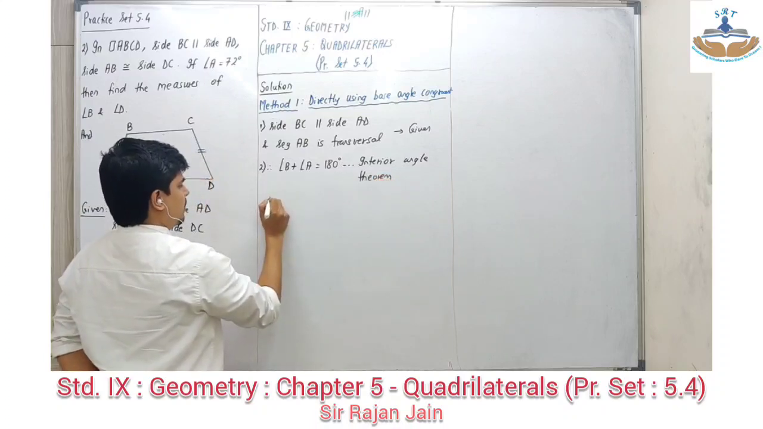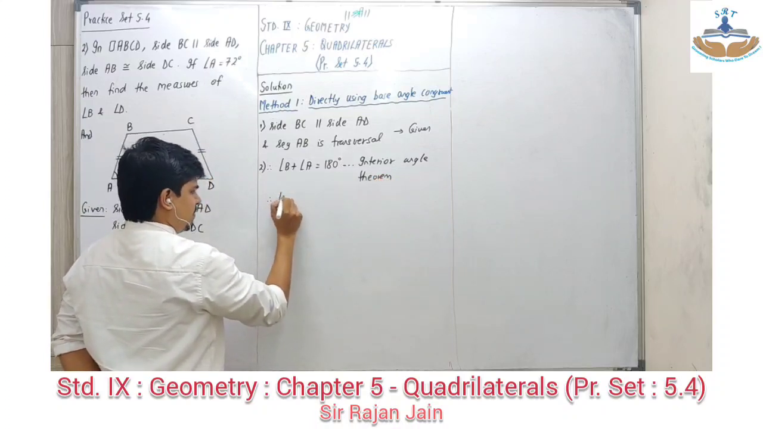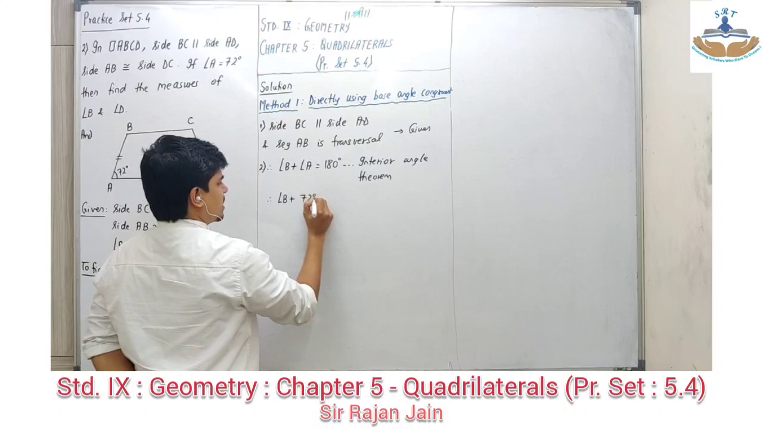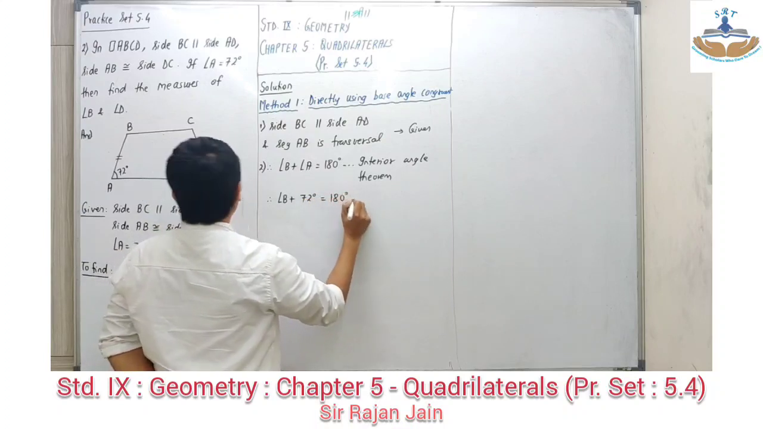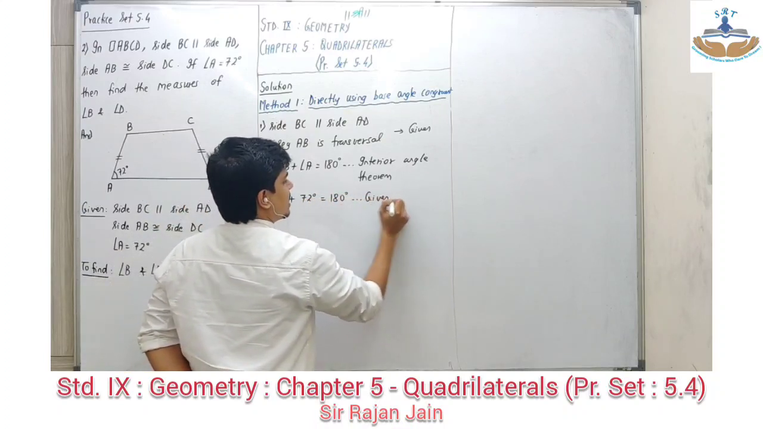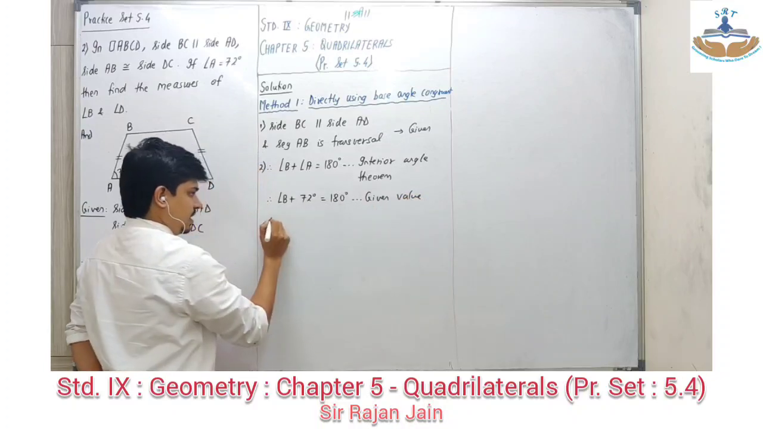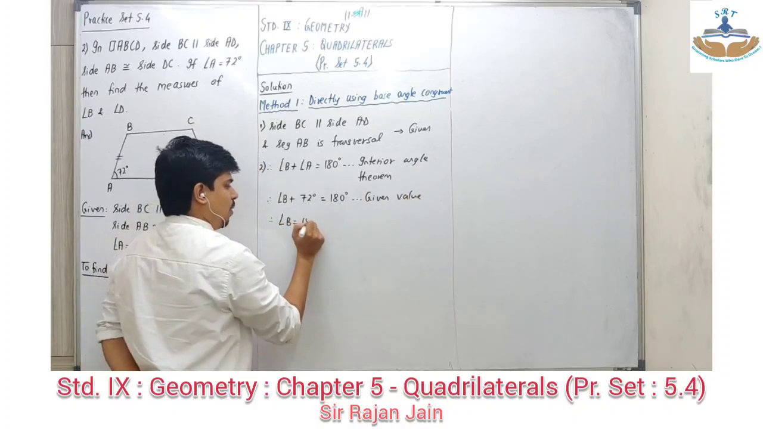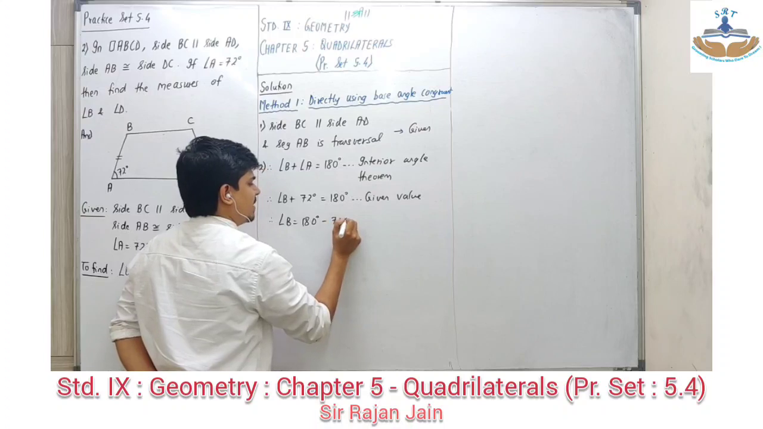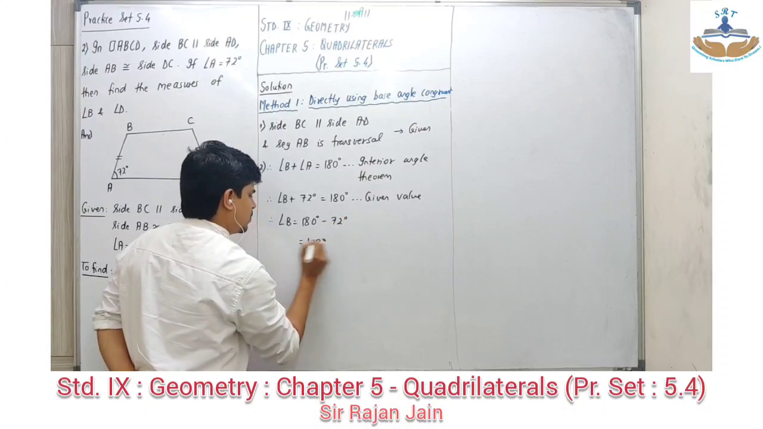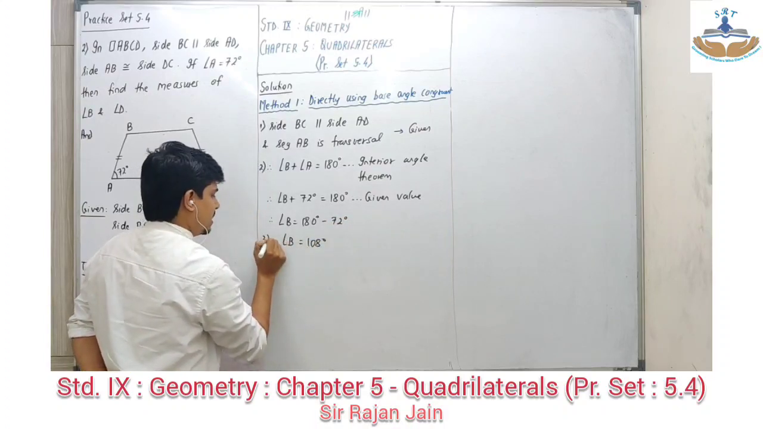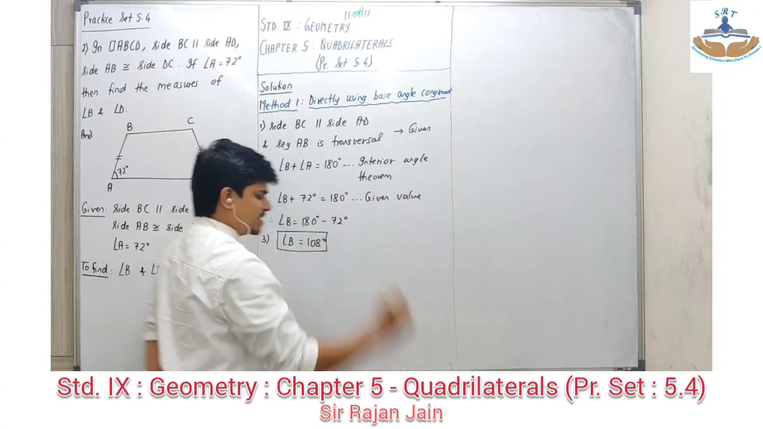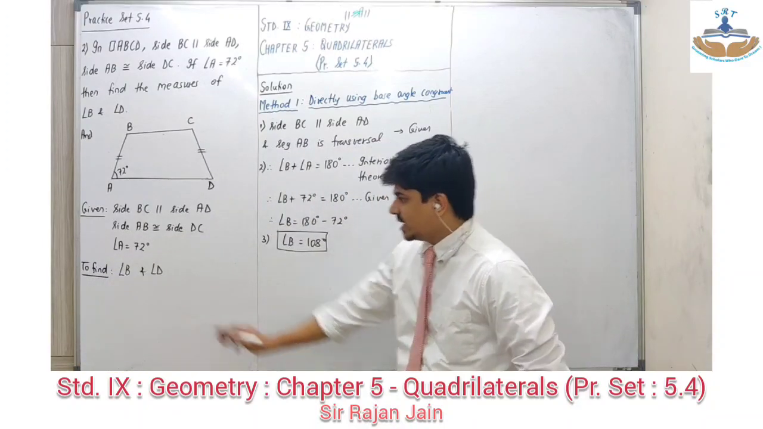Now you substitute the value. B will remain as it is. In place of A you will write 72 degrees, is equal to 180. Reason, you will write given value. Therefore, angle B will be 180 degrees minus 72 degrees. Hence, the answer turns out to be 108 degrees. Clear? Because this is asked in the question, you need to highlight it. Okay, angle B is done.